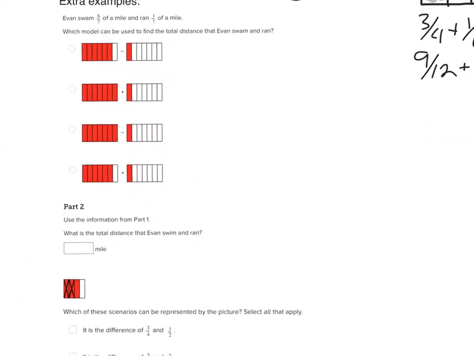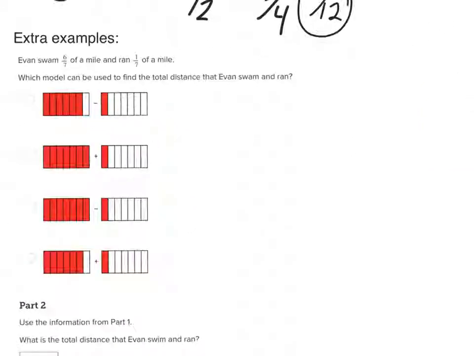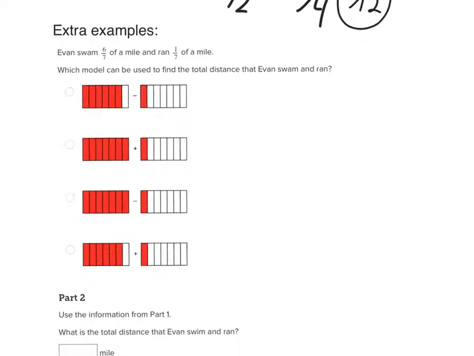Okay, so here's some extra examples. Do not write these down, just pay close attention to them. So Evan swam 6/7 of a mile and ran 1/7 of a mile. Which model can be used to find the total distance? Total distance means you are adding them together. So you got to see the clues in the problem.